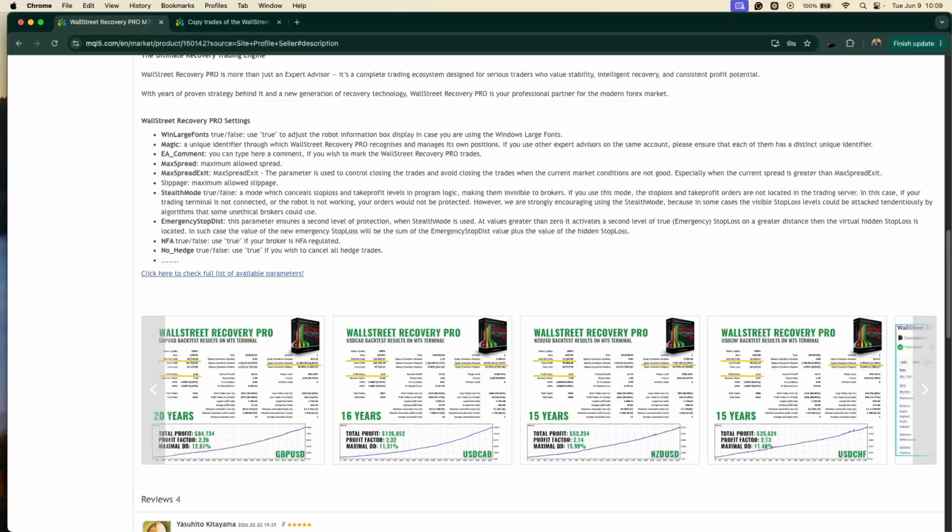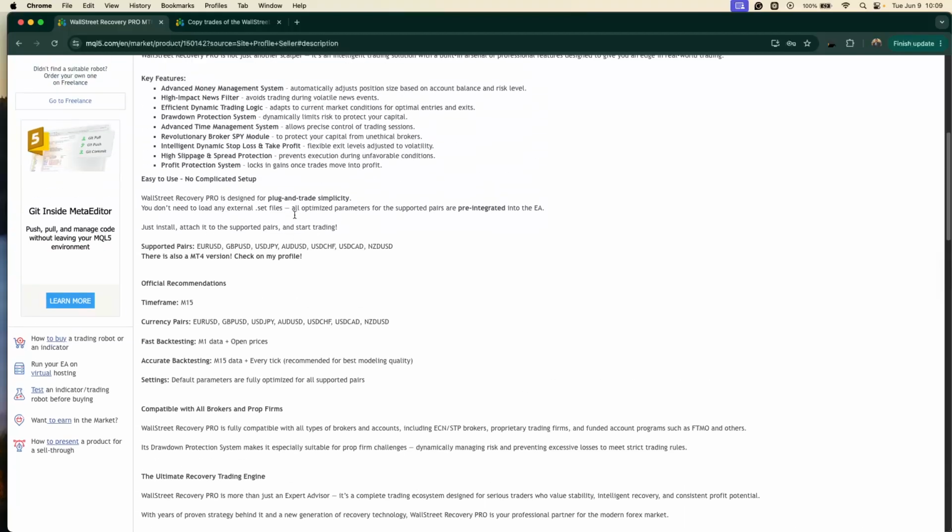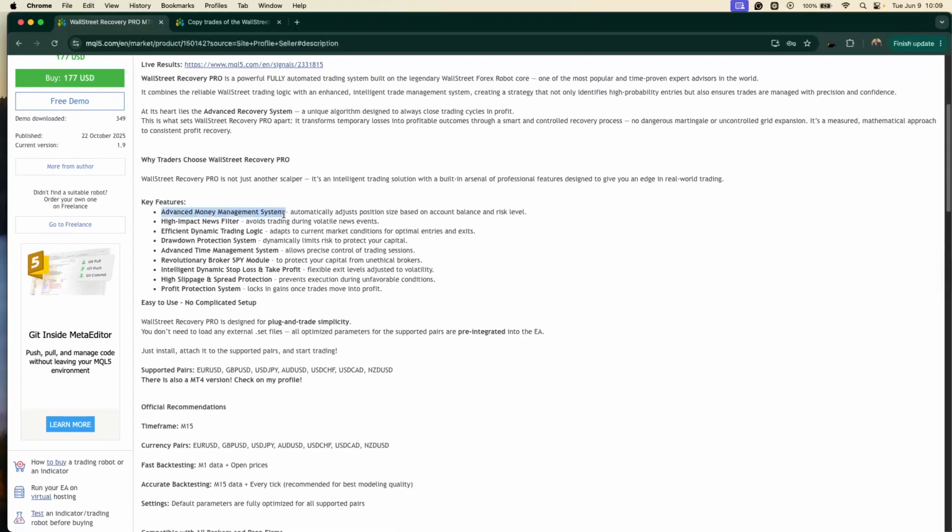Now, talking about the key marketed features that they highlight, we have the advanced money management system, and this one auto adjusts lot size based on balance and risk, and the news filter also to skip volatile events actually.